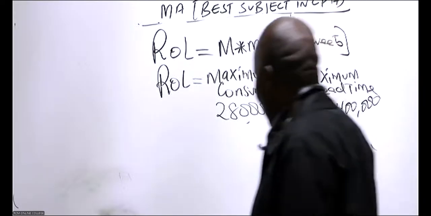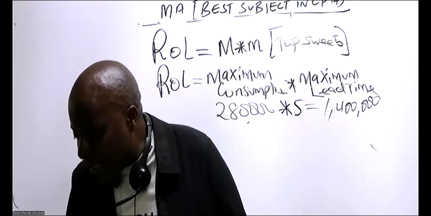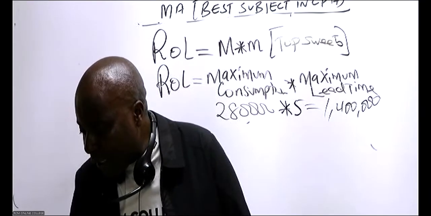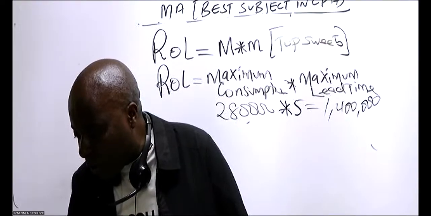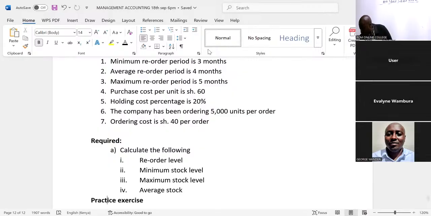From there, ladies and gentlemen, we go to the next question. What does it want us to calculate? What they want us to calculate, my good students, is called minimum stock level. So how do we get this minimum stock level?